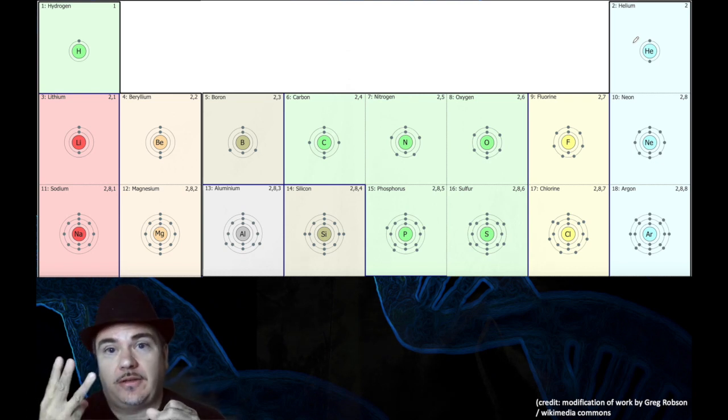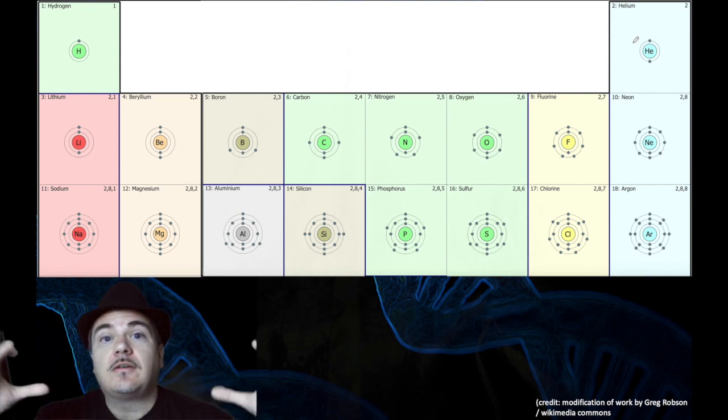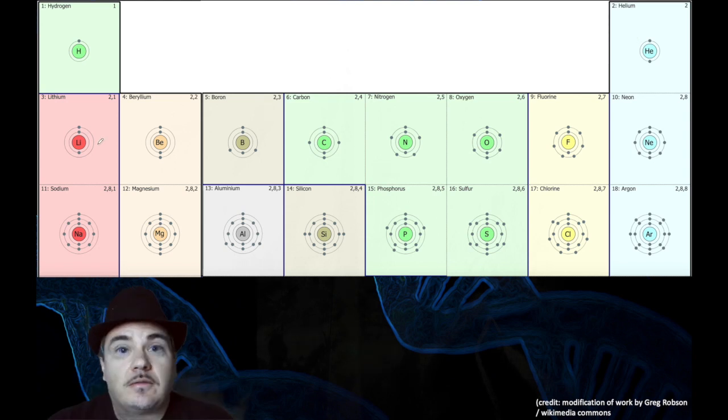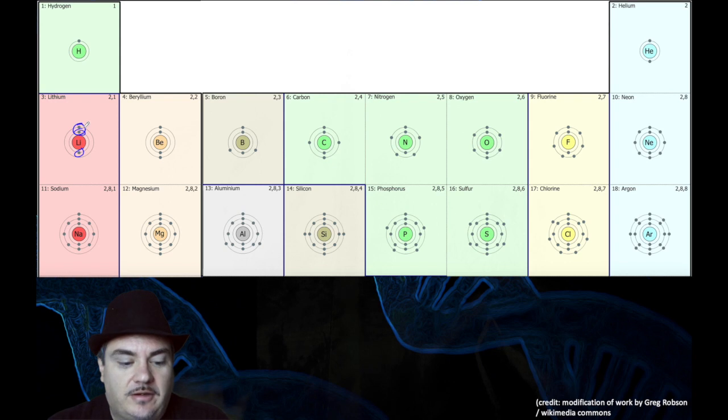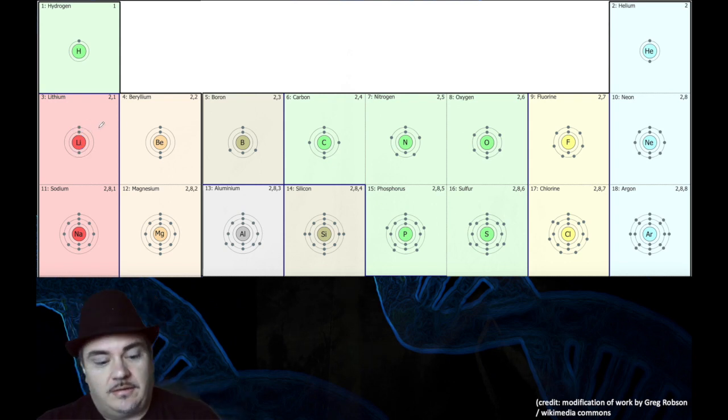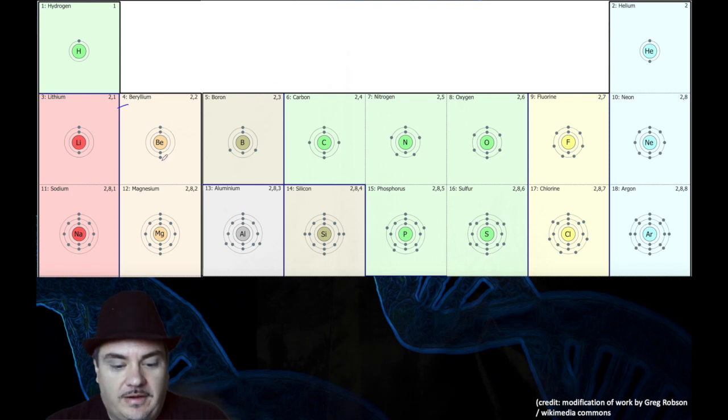Okay, but lithium has 3 electrons. So what happens is the electrons want to get as close to the nucleus as they can. So the first 2 electrons will go into the first electron shell, and then it's full, it can't fit any more, but there's 1 more left over. So that third electron then goes into the second electron shell. Okay, so the next element has 4 protons, 4 electrons, 2 in the first shell, 2 in the second. Then 5 electrons, 2 in the first shell, 3 in the second.